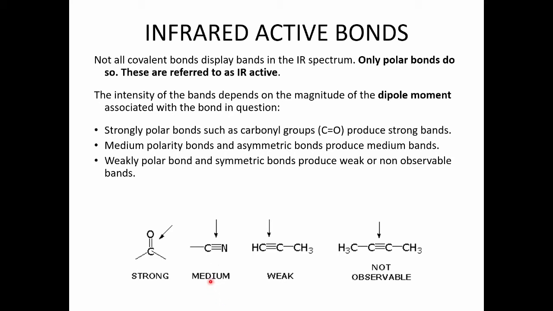When we move to a completely carbon-based or organic compound, we see that if there is some kind of asymmetry, like we see with this triple bond here, then we're very faintly able to see it. However, if this triple bond is in the middle of the compound and it's symmetrical, then it's almost indistinguishable and we cannot find it.